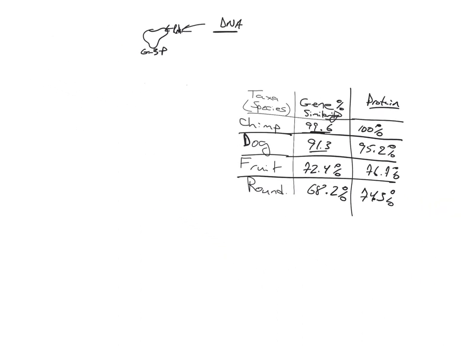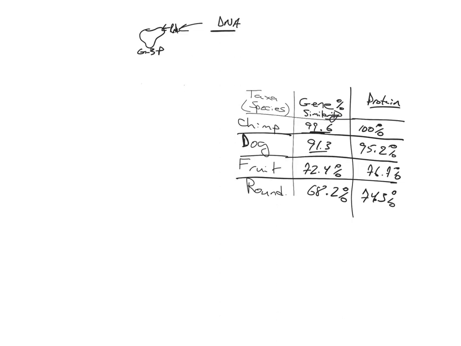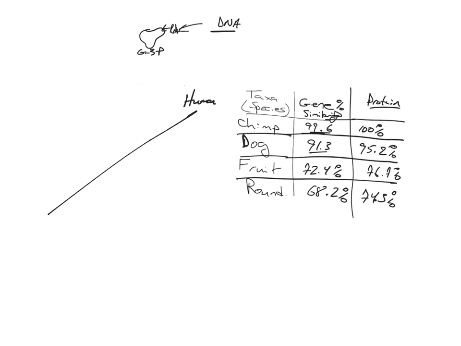So now the question is, how are we going to use this to build a cladogram? We're going to include humans. So we have a cladogram. That means you have a line. Here's humans. Where would you put everybody? Roundworm will be over here. There it is. It's just that simple.